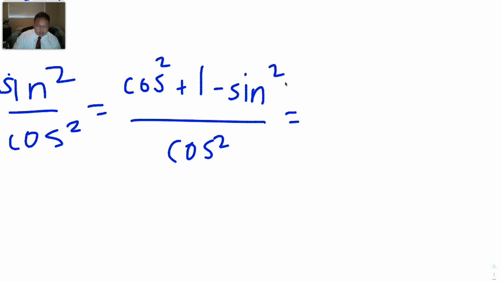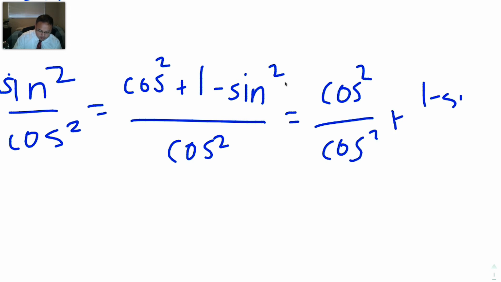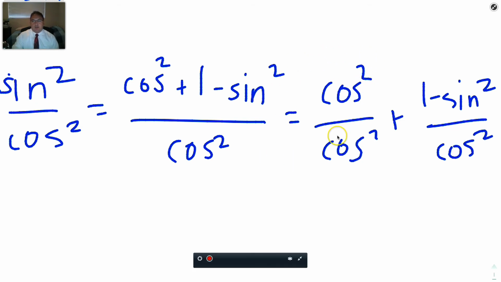First thing I could do is split this into 2 fractions that look like this: cosine squared over cosine squared plus 1 minus sine squared over cosine squared. So for me, what I notice here is that cosine squared over cosine squared is just 1. And if I see a 1 minus sine squared or a 1 minus cosine squared, I know that's going to simplify into the other function. So that's why I knew to separate this, because I could recognize what this is going to be.